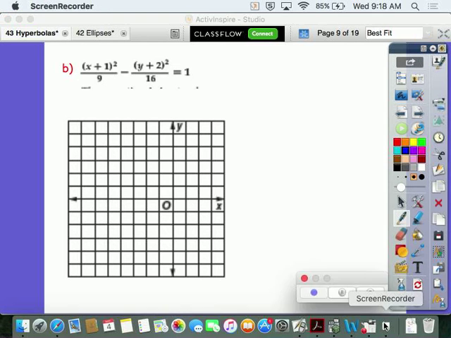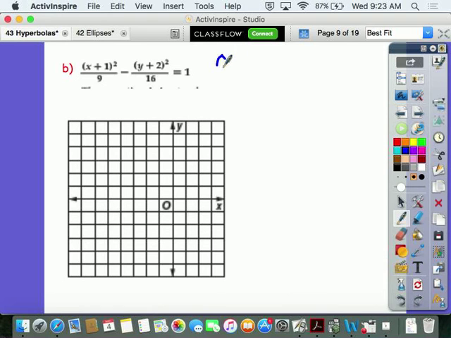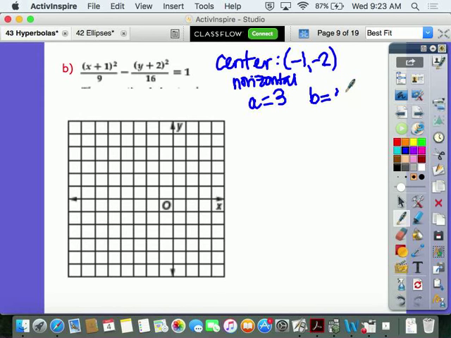Okay? What's the center? Center is at -1, -2. Is this horizontal or vertical? What's A? 3. And B? 4. So then I use that, or actually I use A squared and B squared. Tell me, find C. C is 5. Okay.